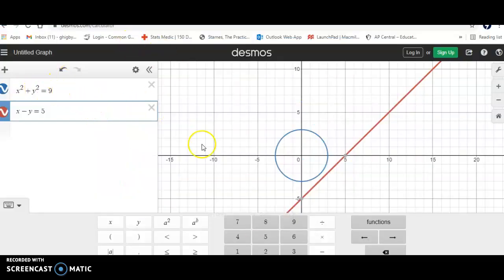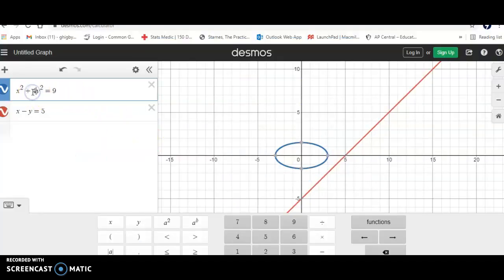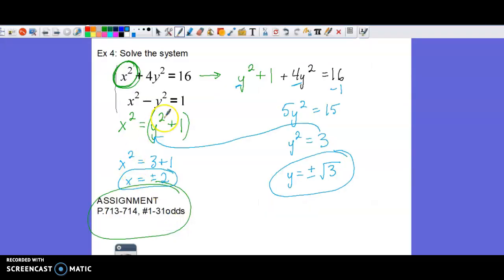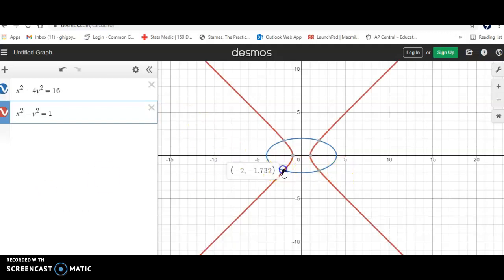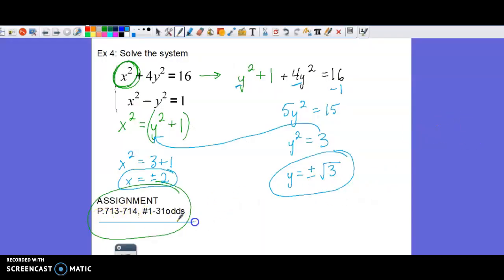So if we looked at that x squared plus 4y squared equals 16, we have an ellipse. And then x squared minus y squared equals 1. You can see that we have 4 ordered pairs. We have 4 points of intersection for the ellipse and the hyperbola. And hopefully that made perfect sense to get ready for your homework, which you are now prepared for.